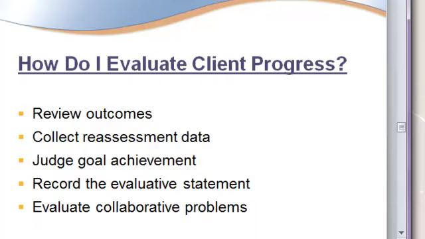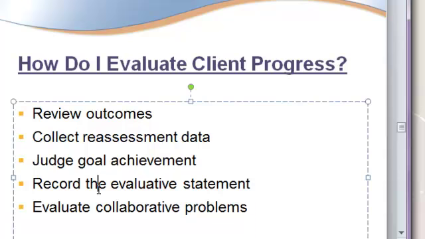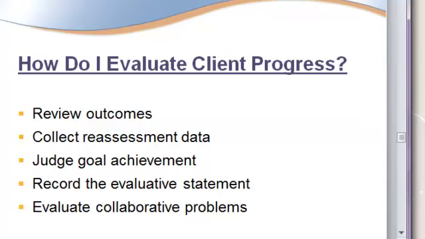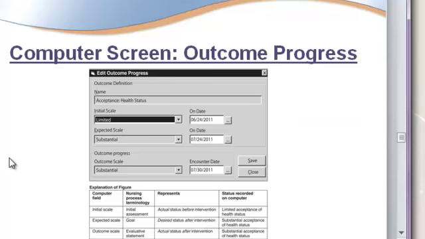So how do I evaluate client progress? Basically, you're going to review the outcomes. You're going to collect the reassessment data. You're going to judge the goal that was achieved, record the evaluative statement, and evaluate collaborative problems. It gives you some really good examples of how to evaluate client progress, and it's on page 129 and between 129 and 130. Okay, so you can read that. Since we have computerized charting, you may have some outcomes that you have to put on the computer as you intervene and implement the plan of care.